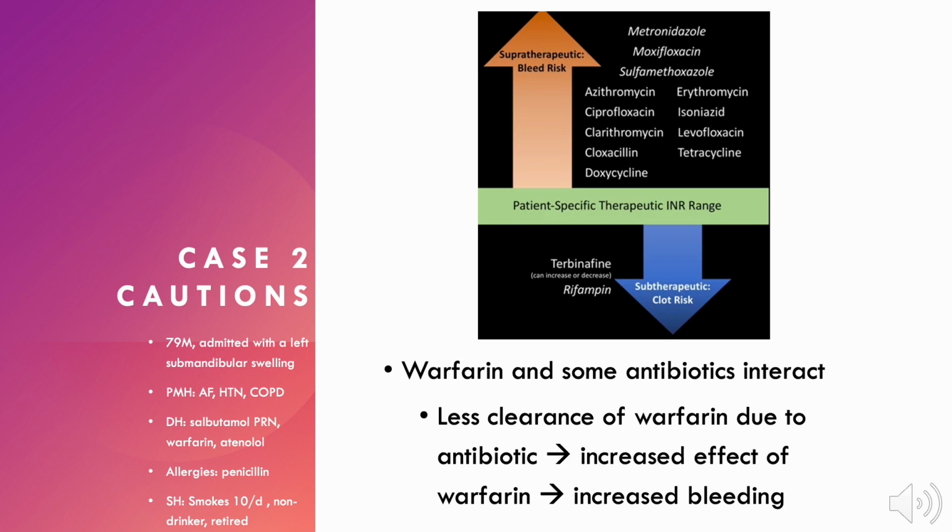Quite rare, but there are some antibiotics that actually work the reverse. So they cause warfarin to be less effective, which means that there's a greater risk of clotting. And the bit of background behind this is that the antibiotic causes less clearance of warfarin in the supratherapeutic group. So there's less clearance of warfarin, so there's an increase in effect of warfarin because it's not being cleared. So then it increases the bleeding risk. And then for the subtherapeutic, it would be the opposite. So there's more clearance of warfarin, a decreased effect of the warfarin, and therefore a decreased bleeding risk and increased clot risk.